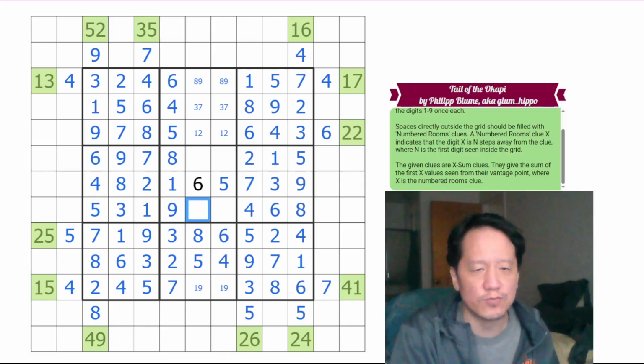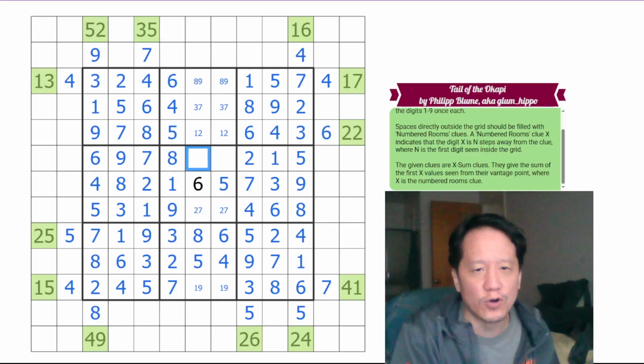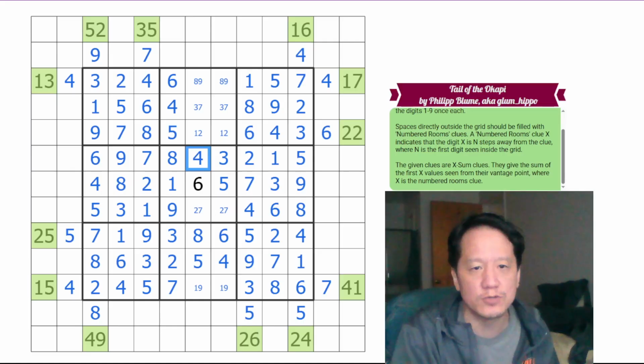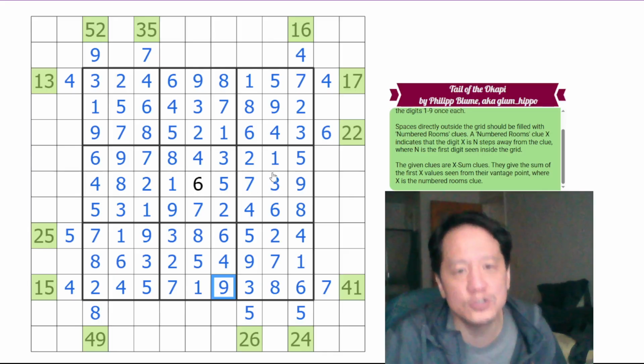Remaining digits of row 6 are 2 and 7. Remaining digits of row 4 are 3 and 4. This can't be 4 because of 4 in the column, so that's 3, which makes this 4. 3 eliminates 3 here, so it's 7 and 3. 7 eliminates 7 here, so it's 2 and 7. 2 eliminates 2 here, so it's 1 and 2. 8 eliminates 8 here, so it's 9 and 8. And 9 eliminates 9 here, so it's 1 and 9. And that's the solution.